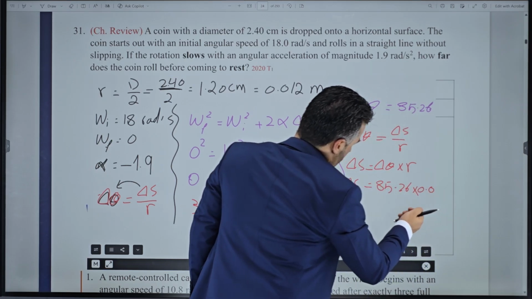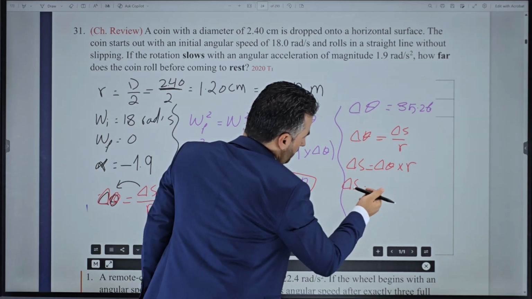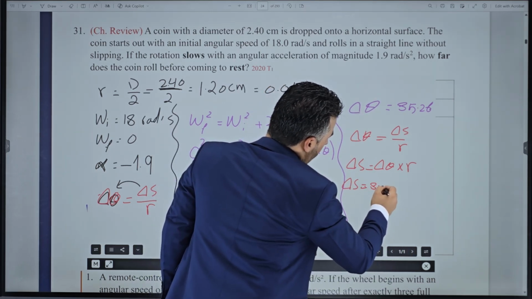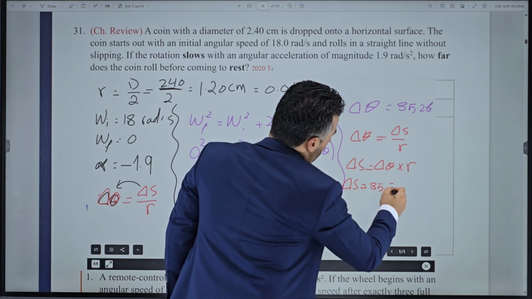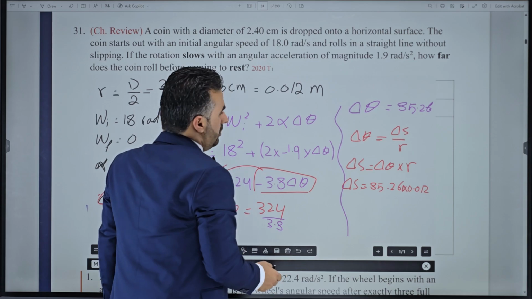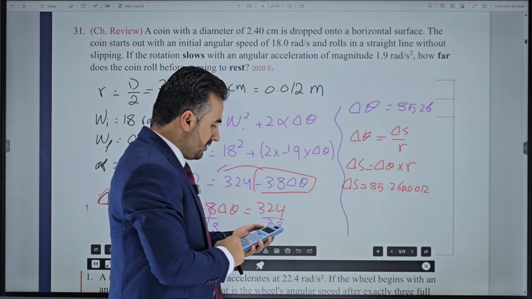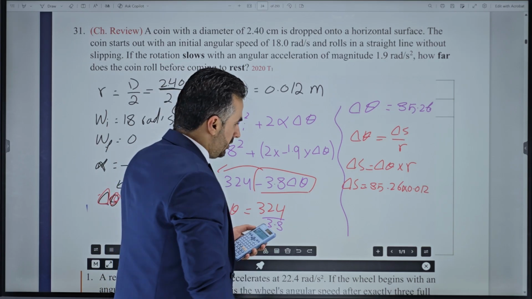Seems we're out of space. Okay, so let me just bring this one a bit closer. So 85.26 times 0.012, okay? After you do the math, let's just say multiply by 0.012, the answer is going to be equal to 1 point.